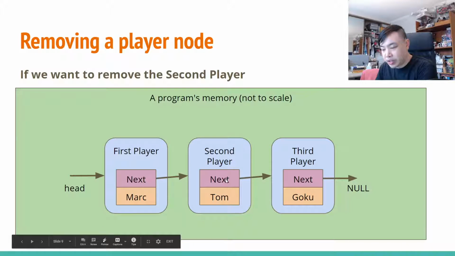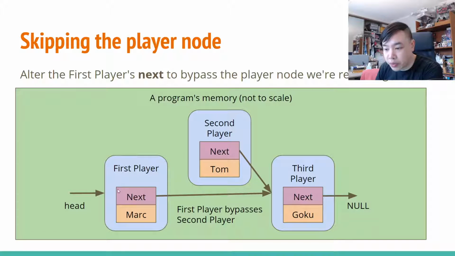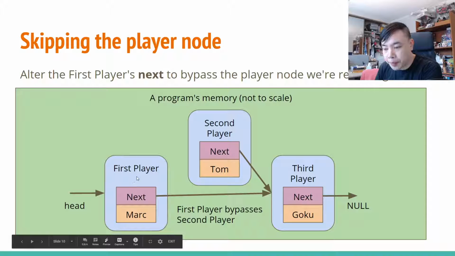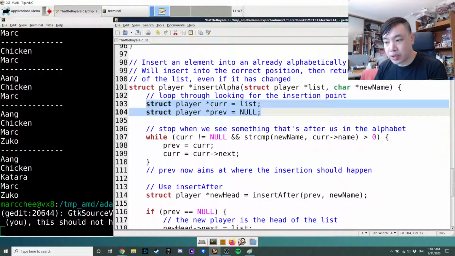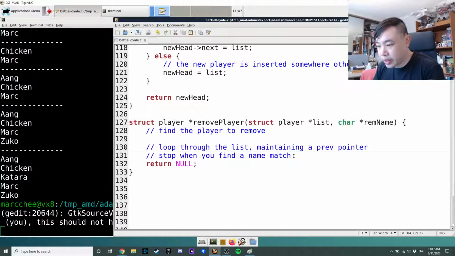Here we're removing the second node, and we notice that when we remove the second node, we need to make changes to the node that was before it. If we need to make changes to the node that was before it, that means that we need access to this node. So when we're looping through, we're going to have to do the same thing with a previous pointer as well as the current pointer. So let's do that.